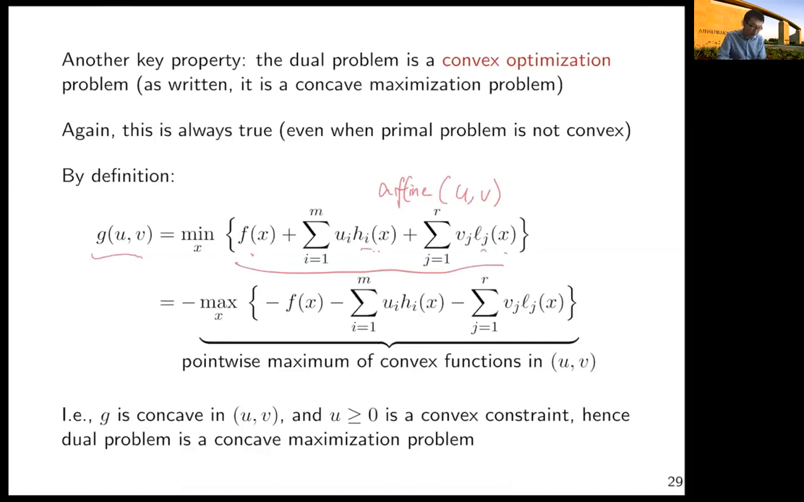Right. So notice that we're maximizing g of u and v, so having this minus sign in front of it is convenient. So we are maximizing a concave function subject to a convex constraint that says u is non-negative. So this is fully general. It's saying that the Lagrange dual is always a convex optimization problem.